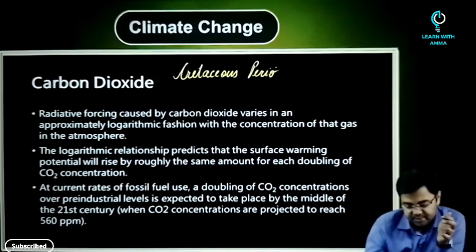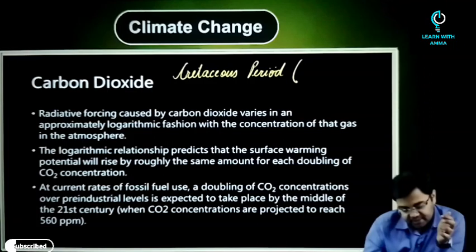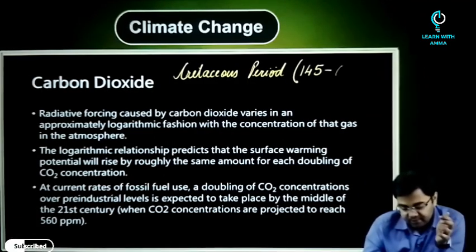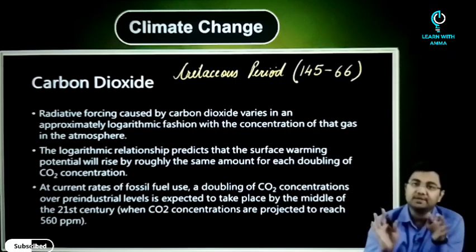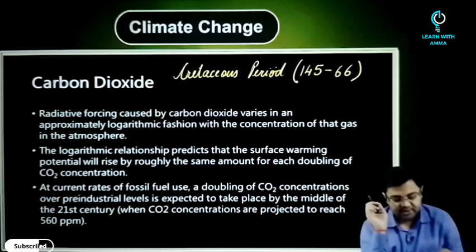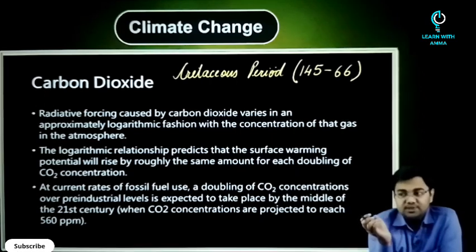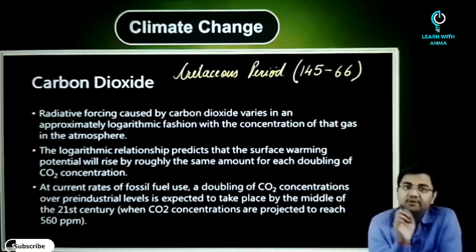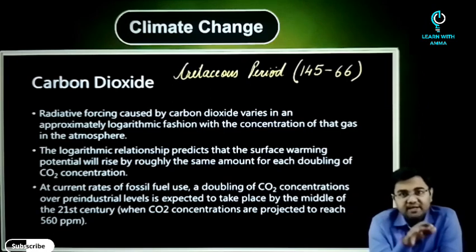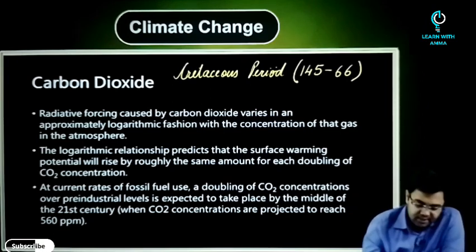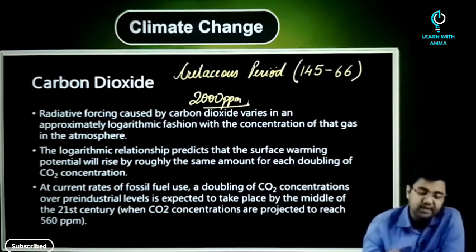What is the Cretaceous period? The Cretaceous period is the geological period that lies between 145 and 66 million years ago. In this period, what has been observed is that the carbon dioxide concentration levels have been several times higher than they are today. Approximately, you can say it was 2000 parts per million.